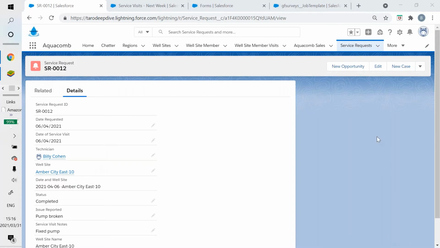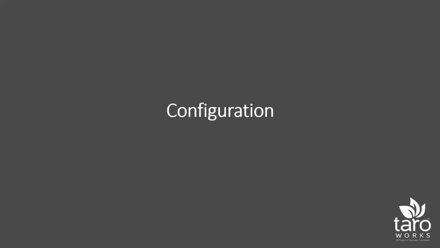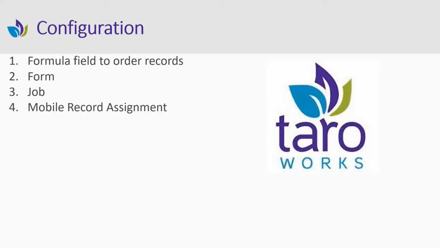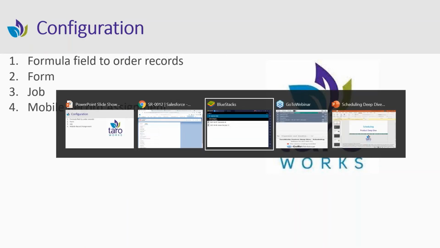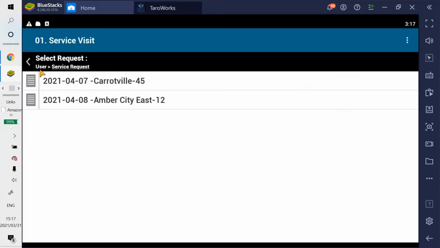I will now move into the configuration. So for the configuration, there's a couple of things that we're going to look into. The first is that you can see when I look at these records here, they are ordered by date dash the well site. And so that's why it makes this to-do list for this mobile user a lot easier.